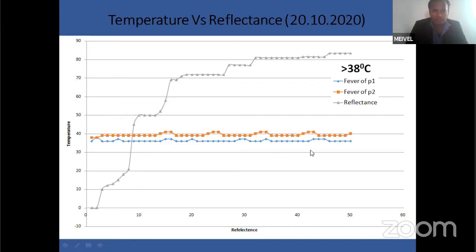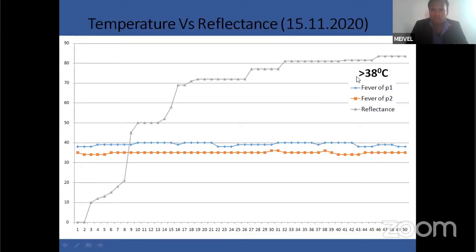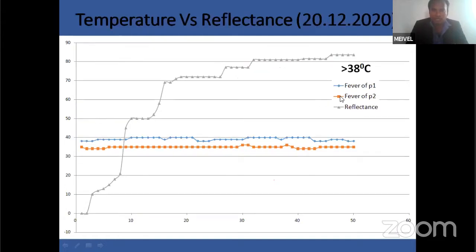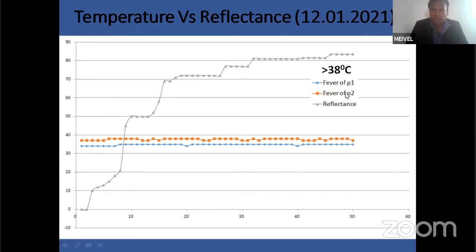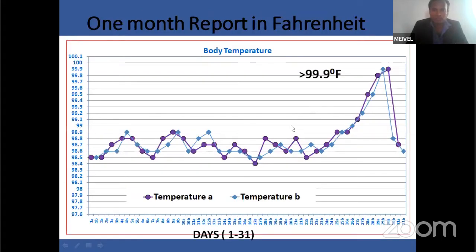This is my result. I take the percentage greater than 38 degrees Celsius. Fever percent 2 is detected. Here, maximum percent 1 is detected greater than 38 degrees Celsius. And also greater than 30 degrees Celsius, fever percent 2 is detected here. That depends upon the reflectance of drone mapping. Here it shows that person 2 has a higher temperature, greater than 38 degrees Celsius. This is a one month report, in Fahrenheit value. So maximum temperature A and B is there, and we collect the value of that person.